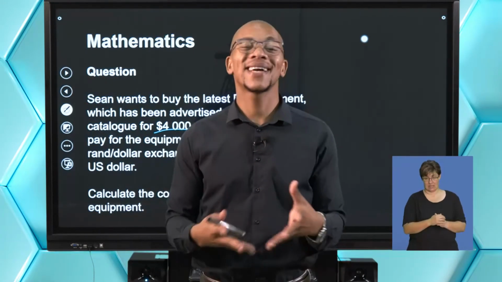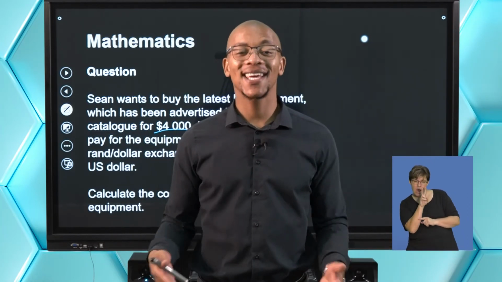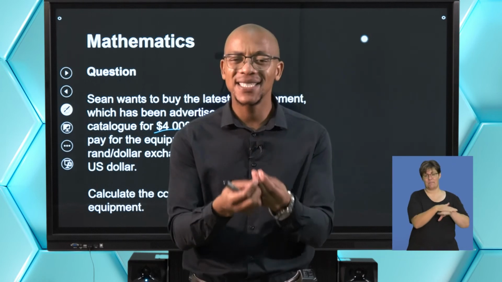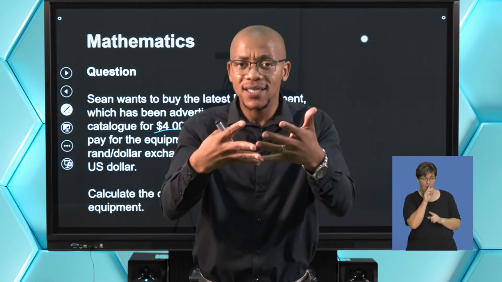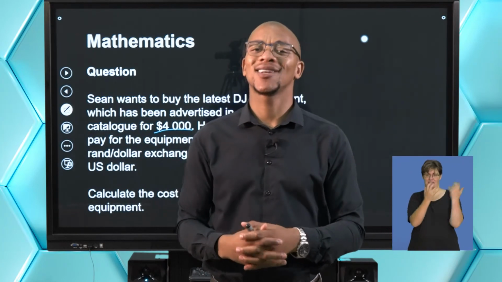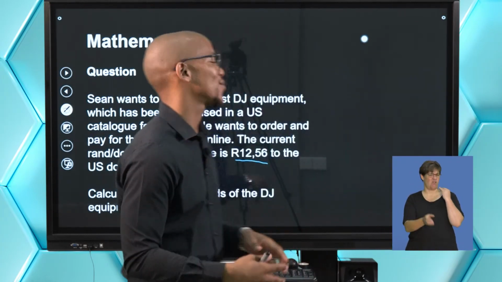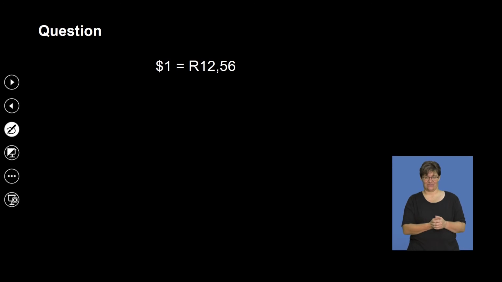Trust me, guys, math is very easy as long as you play your cards right and you start with the most basic things. So always write down what is the obvious and then start with the calculation. I promise you're never gonna go wrong. So that's what I'm saying you need to start with. $1, they just told us that it's 12 rand and 56 cents, right? But the DJ equipment now was $4,000, right?